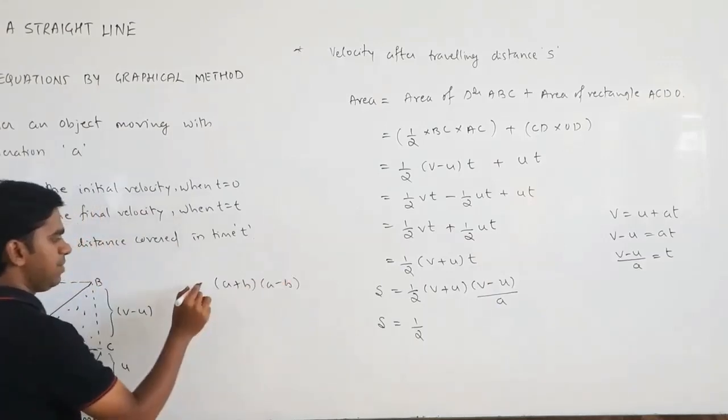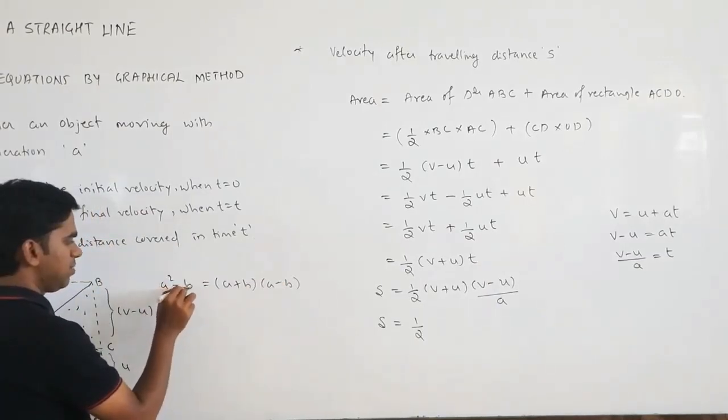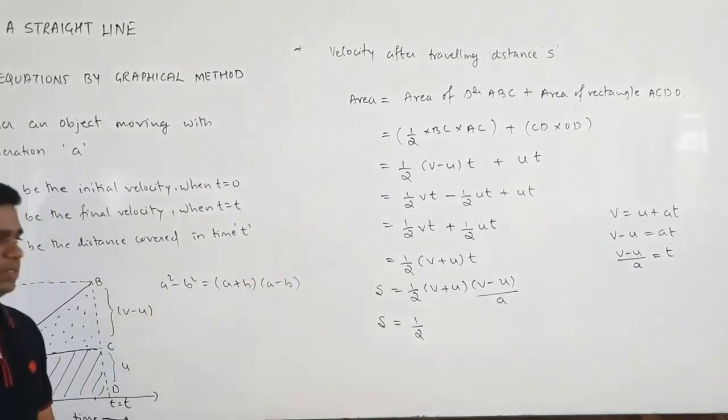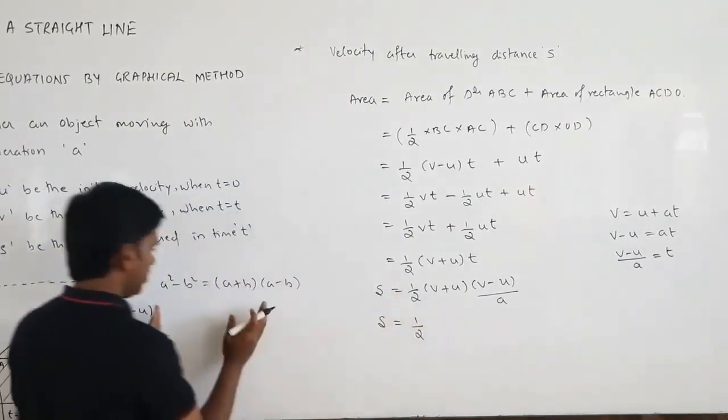A plus B into A minus B, what you can write? You can write as A square minus B square. A square minus B square is what? A plus B into A minus B. Okay, so use this formula here.